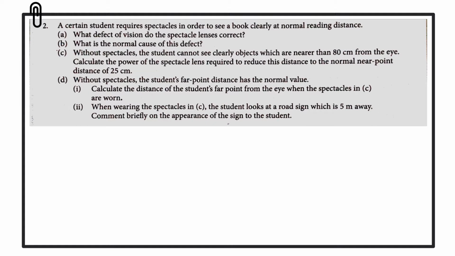So the person here needs glasses in order to see a book which is close up. So they're not able to see things that are near, but they can see things that are far. So we would describe this person as being far-sighted. They can see things far off, but they can't see them when they're near. And the proper term that we want to use for this is hypermetropia.